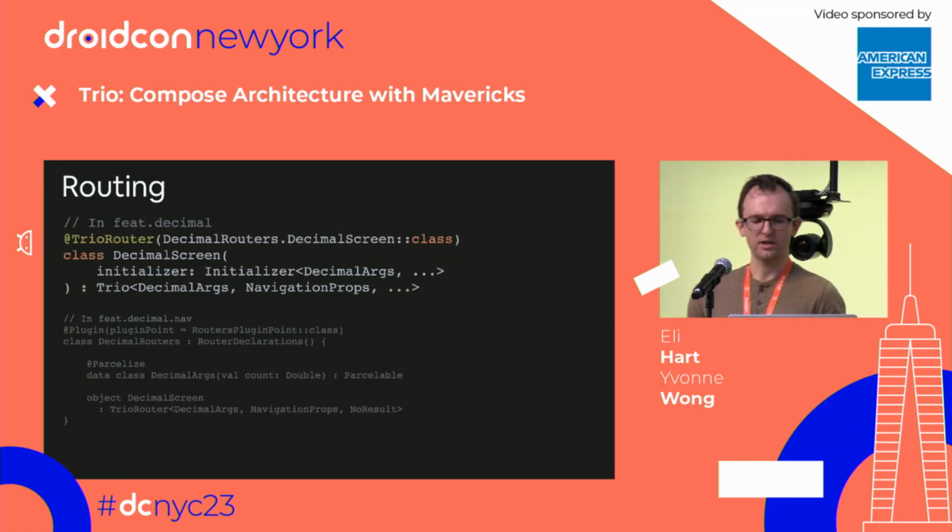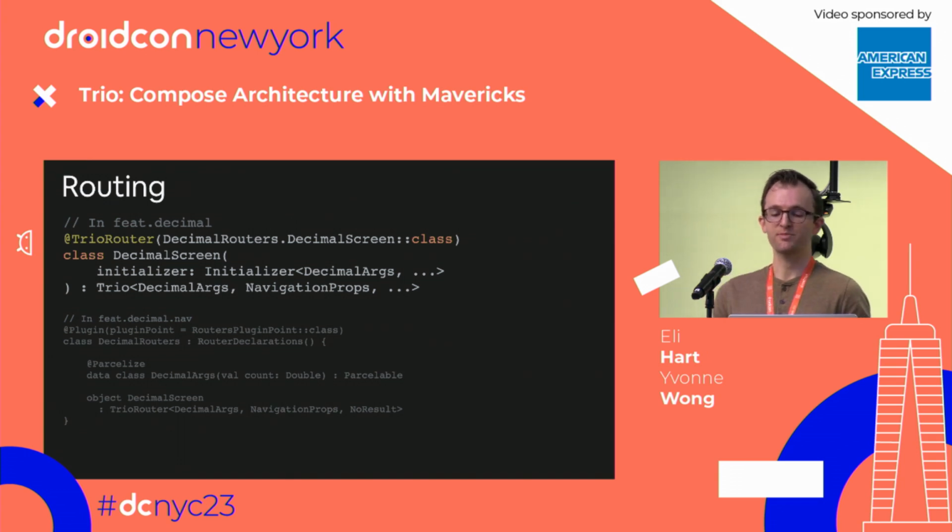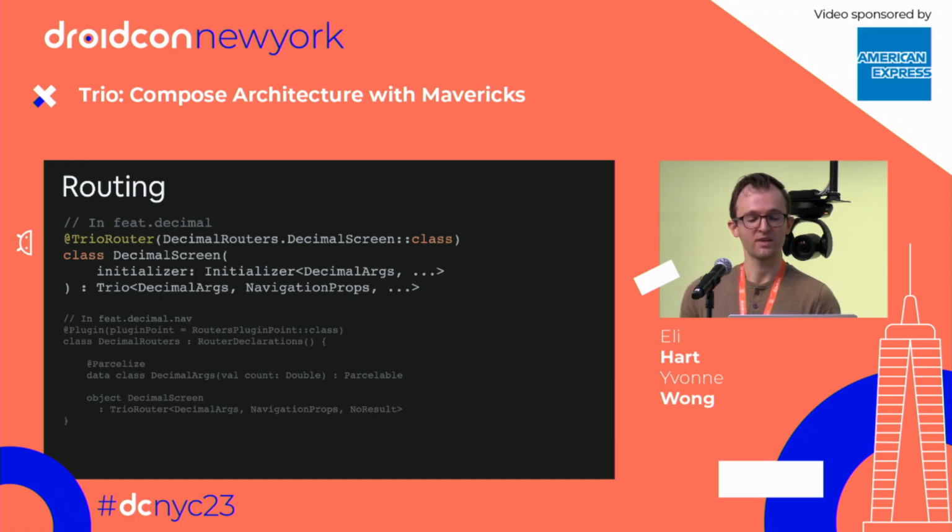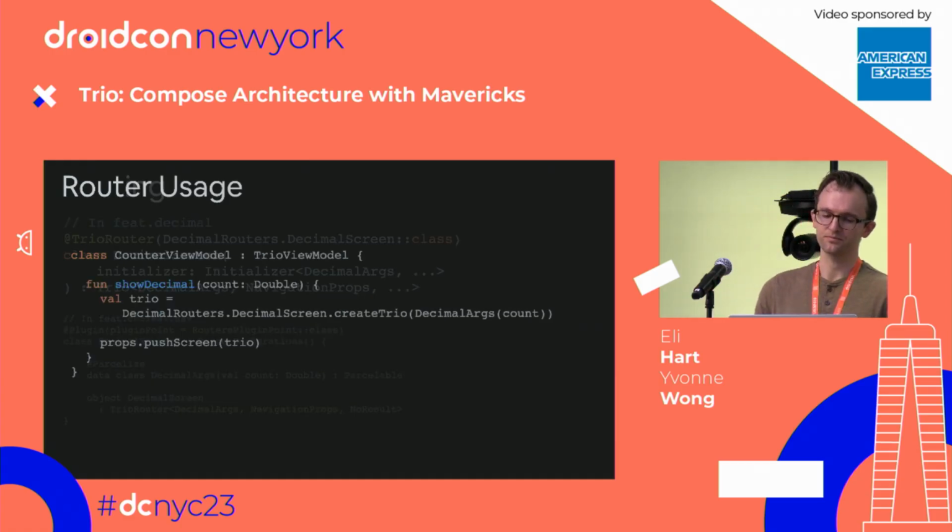On the corresponding Trio class in the feature module, we use the TrioRouter annotation to specify which router the Trio maps to. Our KSP processor matches these at compile time and generates code that we can use at runtime to find the Trio destination for each router. The processor validates at compile time that the arguments and props on the router match the types on the Trio. It also validates that each router has a single corresponding destination. This guarantees runtime type safety in our navigation system.